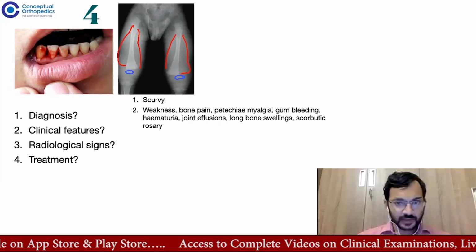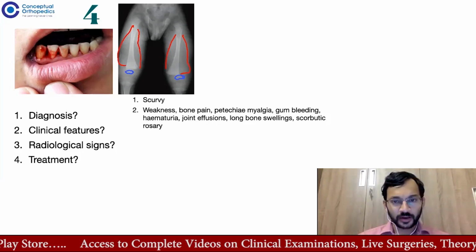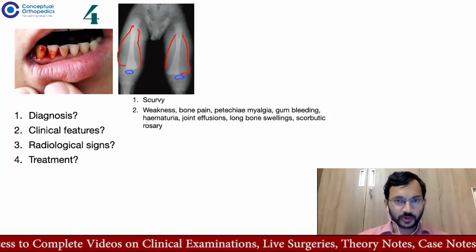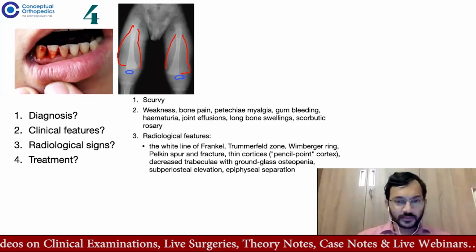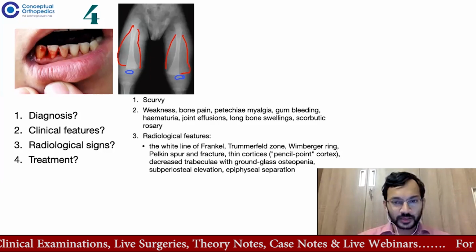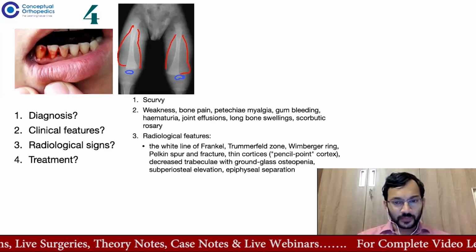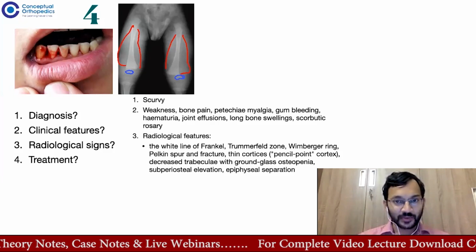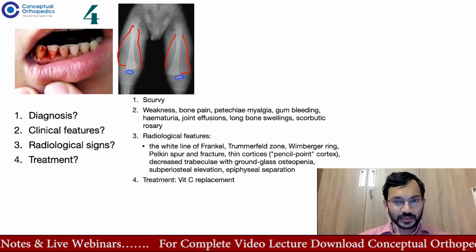Clinical features are weakness, bone pain, petechiae, myalgia, gum bleeding, hematuria, joint effusions, long bone swellings, and scorbutic rosary, which is going to be a painful condition. Radiological features: white line of Frankel, Trümmerfeld zone, Wimberger's ring, pelkin spur, thin cortices, decreased trabeculae with ground glass osteopenia, subperiosteal elevation, and epiphyseal separation. All of these can be seen. Treatment is vitamin C replacement.